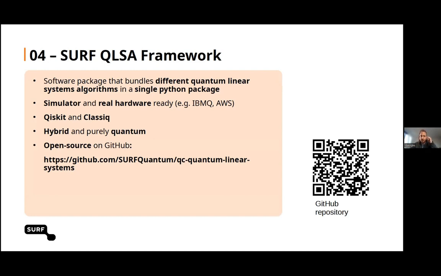We have something going on simulators mainly, of course, but also we have some code for real hardware, for example, IBM Q or AWS. So in theory, you should be able to execute this if you have an account there. We are currently supporting Qiskit as the main thing, and then Classiq, which is this more functional programming-based language that can also optimize your circuits, just to play around with. We have hybrid and purely quantum algorithms, and it's fully open source on GitHub. And here's the link and also a QR code to this repo, but you can also just search for our SURF quantum repository in GitHub and should be able to find it.